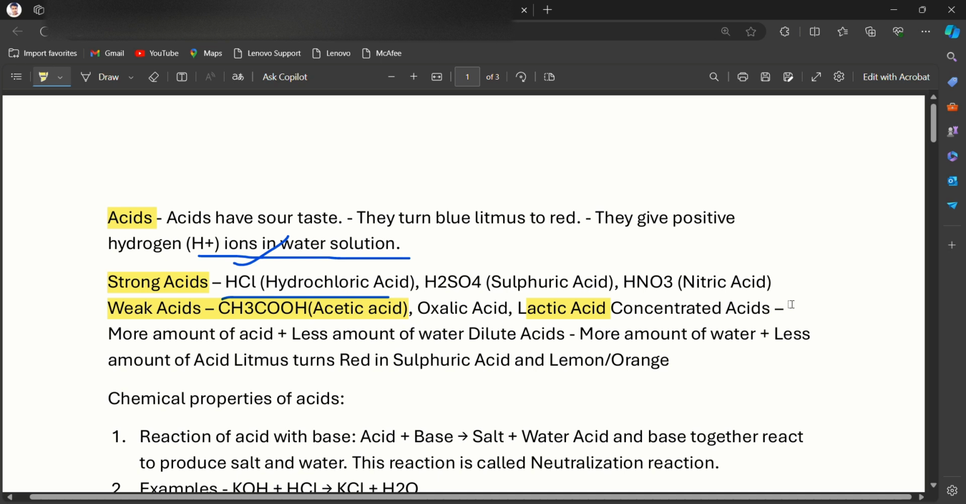Then we talk about concentrated acids. What is concentrated? There is more amount of acid and less amount of water. When we dissolve more amount of acid into water, then we can say that acid is concentrated. Similarly, when the concentration of acid is more than the solvent, we can say water, then the acid is concentrated. And when the concentration of the acid is less than the water, then it is diluted acid.